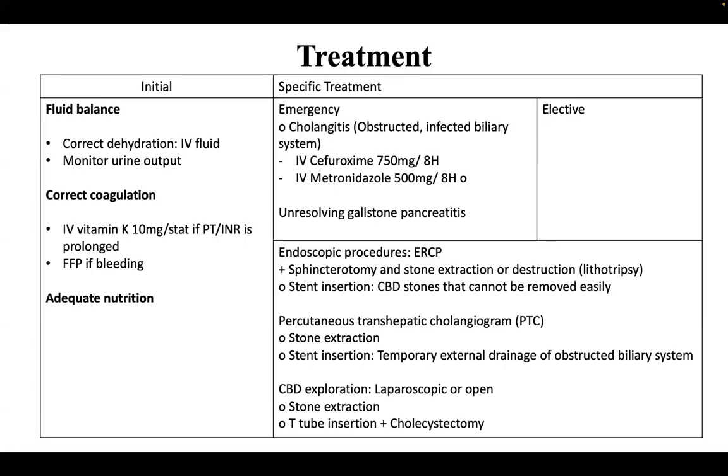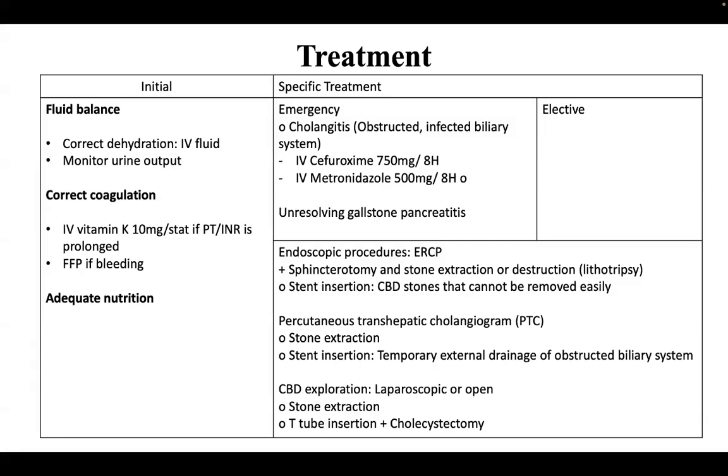Specific treatments: if there is an emergency, that is if the patient is having features of cholangitis, you need to give them antibiotics. IV cefuroxime 750 milligrams 8 hourly and IV metronidazole 500 milligrams 8 hourly. Then another emergency situation is unresolving gallstone pancreatitis. You need to attend to that as well.